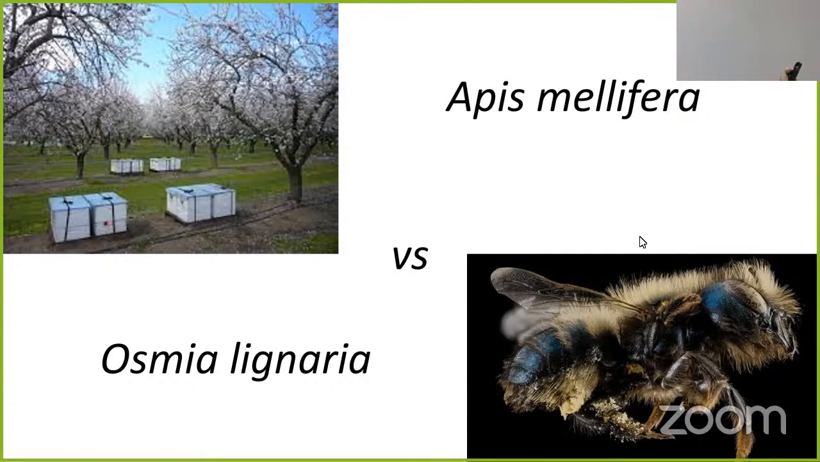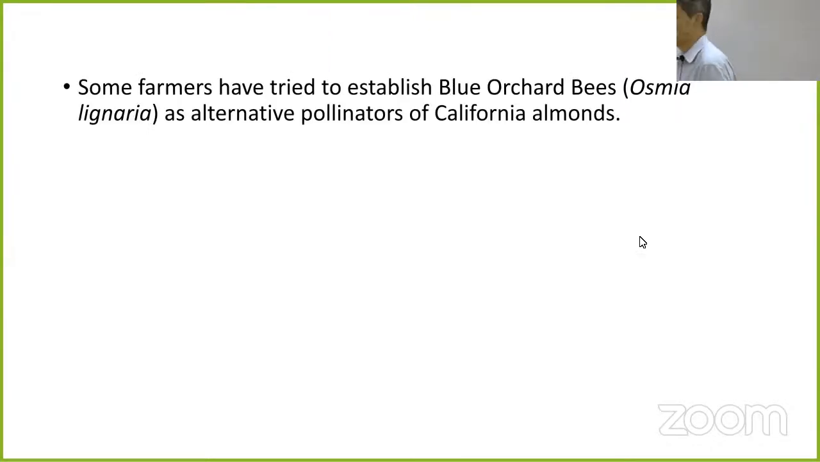There has been a lot of recent interest in the California almond orchards in substituting the services of Osmia lignaria, which is better known as the blue orchard bee. It is a native insect that can effectively pollinate almonds. And so some farmers have said, well, if we have a native insect that can pollinate almonds, let's put aside habitat for this native species because that's going to be a good thing for conservation. Well, it's not entirely the way it's worked.